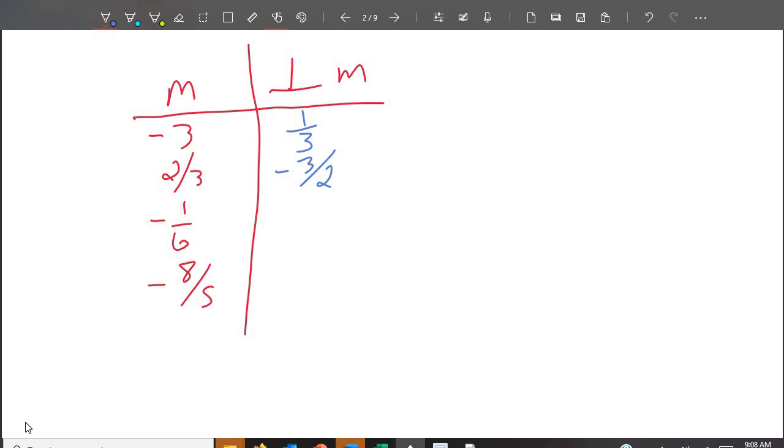The next one is -1/6. We flip that over, and we're going to get 6, and it's going to be positive. The next one is negative. It's a fraction. We flip the fraction over, and now it becomes positive. So for perpendicular, you flip it over and change its sign.